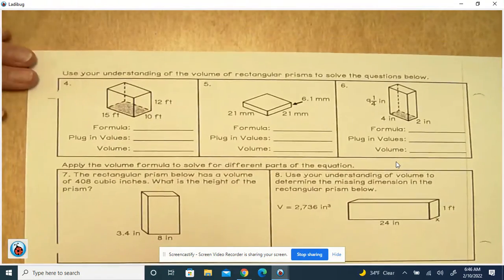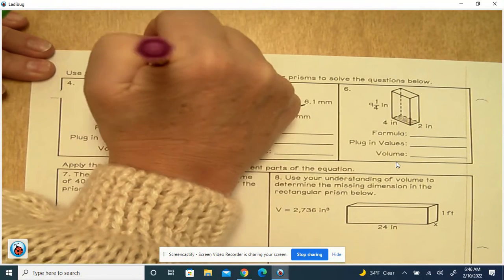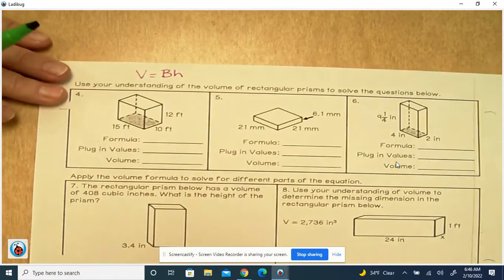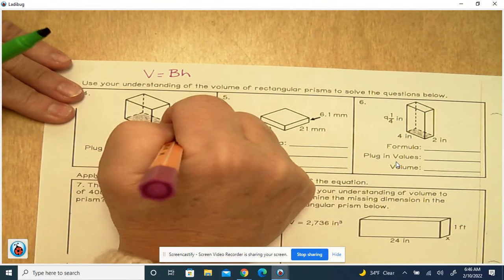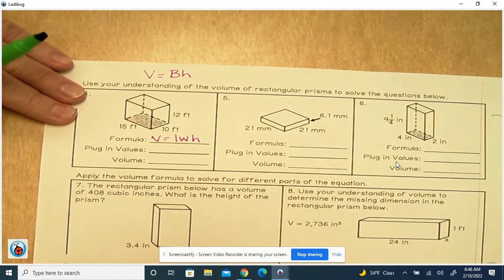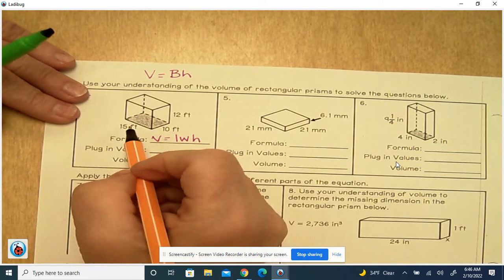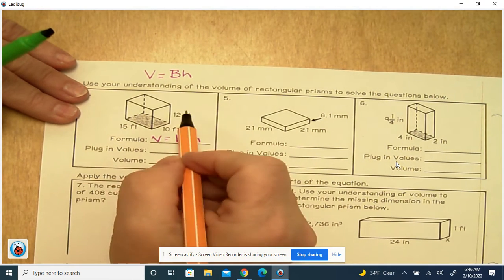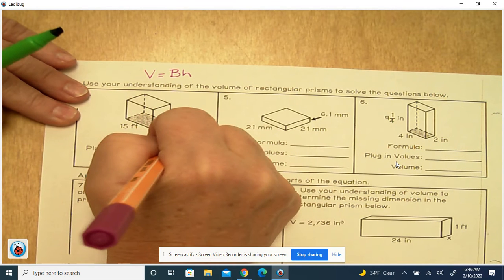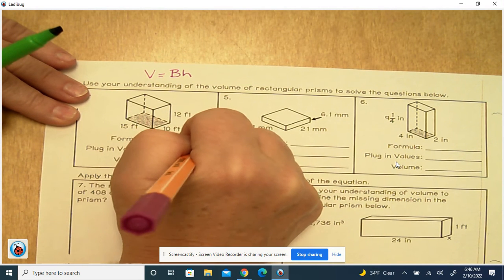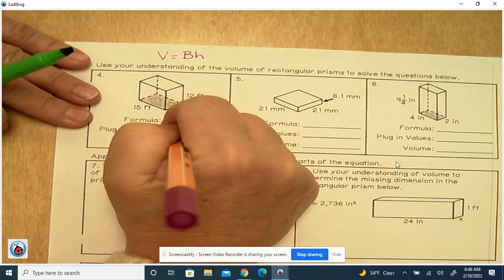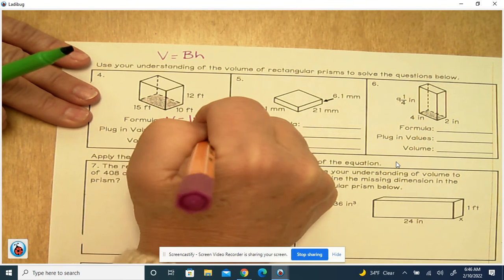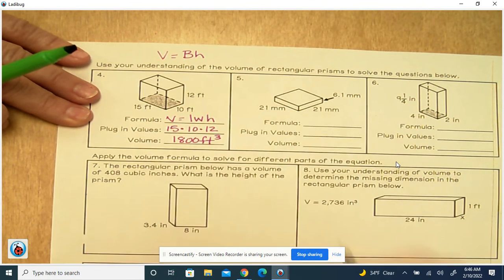Okay. All right. We're going to take these three examples right here. You know, they said the volume is the big B times the height. Well, in most all cases with rectangular prisms, you can do the length times the width times the height. So all you really have to do is multiply the three numbers. So that would be 15 times 10 times 12. And the volume is going to give you 1,800 feet cubed, with the little 3.